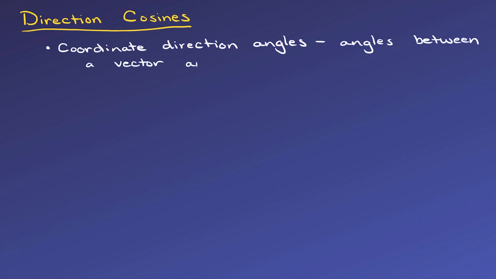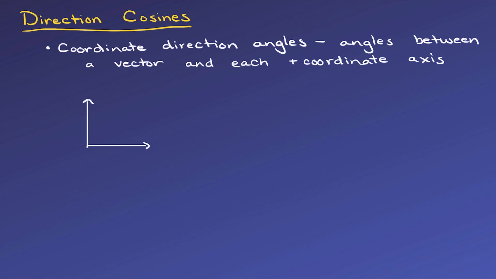In this video, we're talking about direction cosines. Direction cosines are a way to represent the components of a vector that's particularly useful in three dimensions. First, we need to find something called coordinate direction angles. Coordinate direction angles are the angles between a vector and the positive coordinate axes. So you get three coordinate direction angles, one for each coordinate axis.